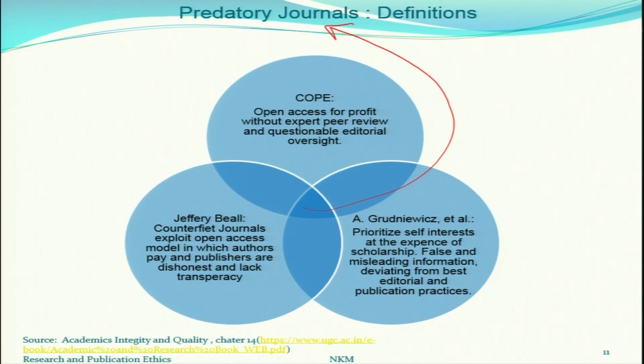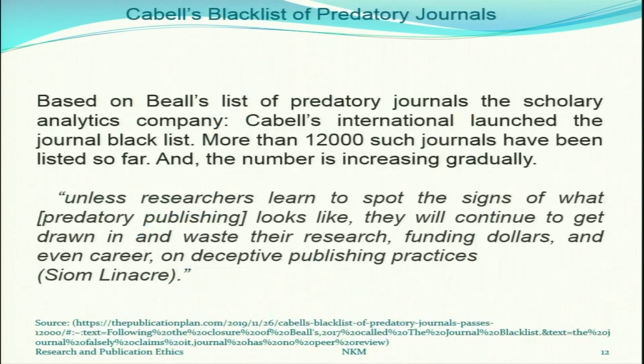Jeffrey Beall defines predatory journals in terms of counterfeit journals that exploit the open access model, in which authors pay and publishers are dishonest and lack transparency. We have to understand that the very point of open access publishing is that the author should not pay, and the resource should be available to the research community.